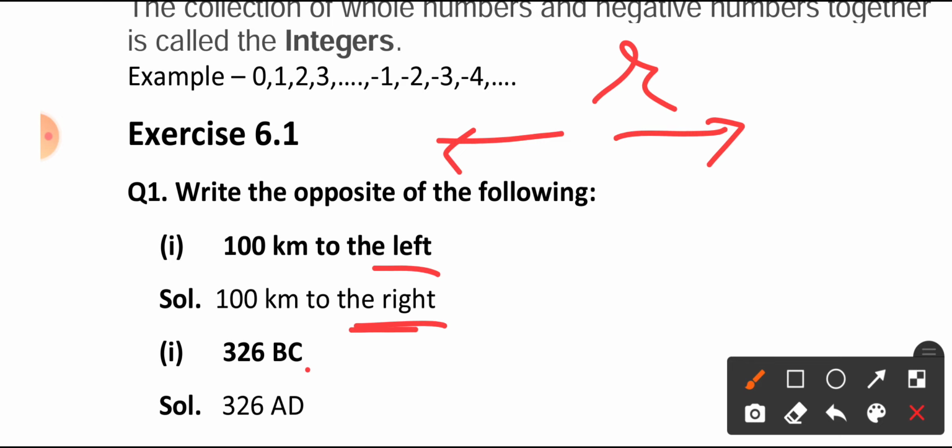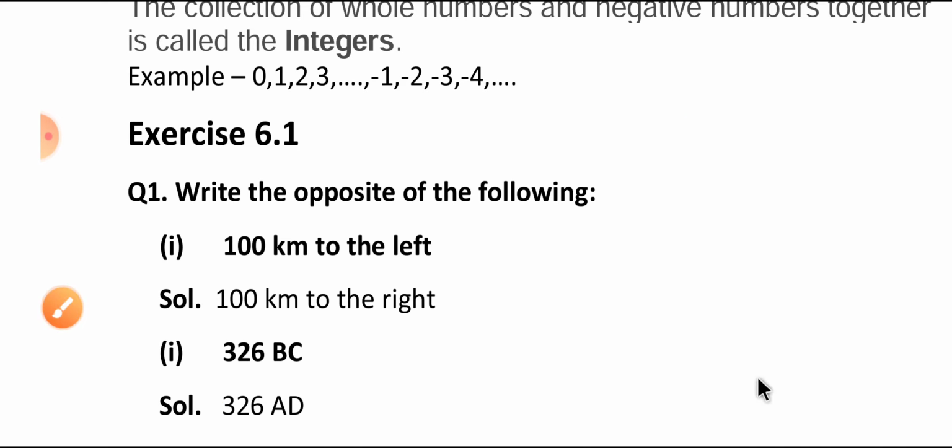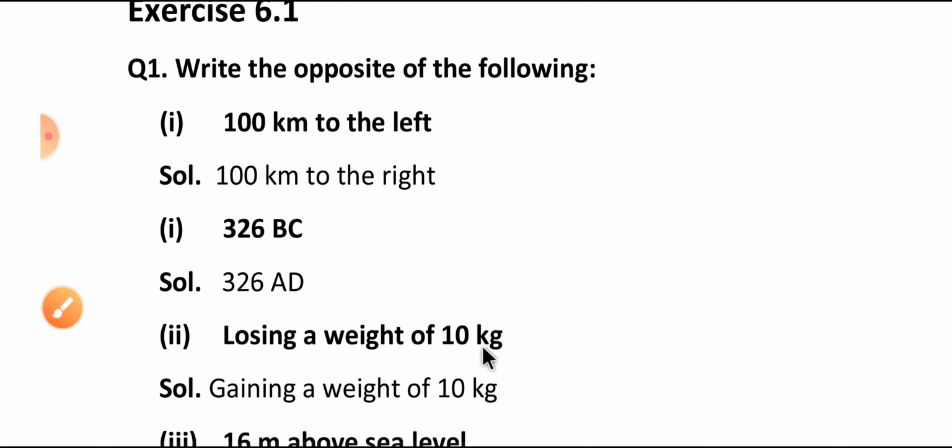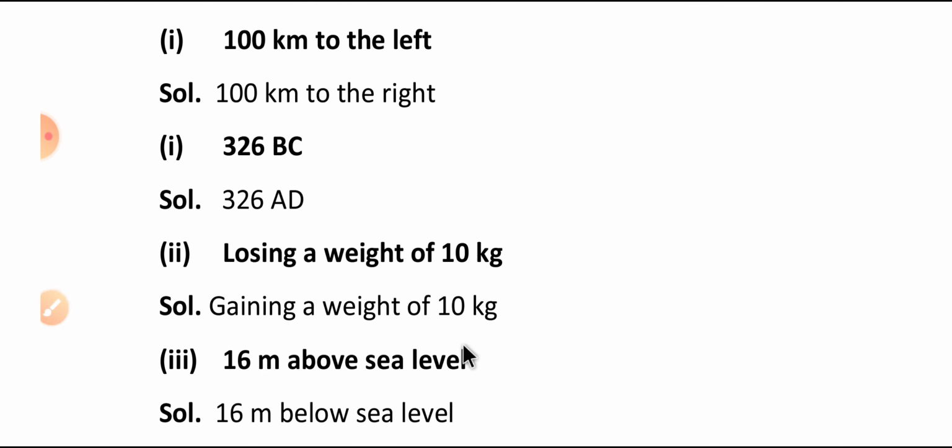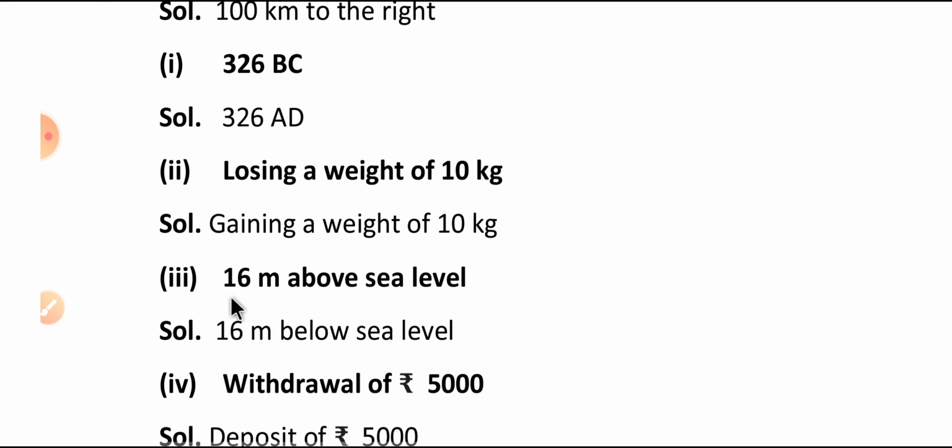Then 326 BC, means before Christ. So its opposite will be AD. 326 you have to write as it is. So it will be 326 AD. Then the third one, losing a weight of 10 kg. It means if we are decreasing our weight, its opposite will be increase only. So losing's opposite will be gaining. So gaining a weight of 10 kg. Then 16 meter above sea level.